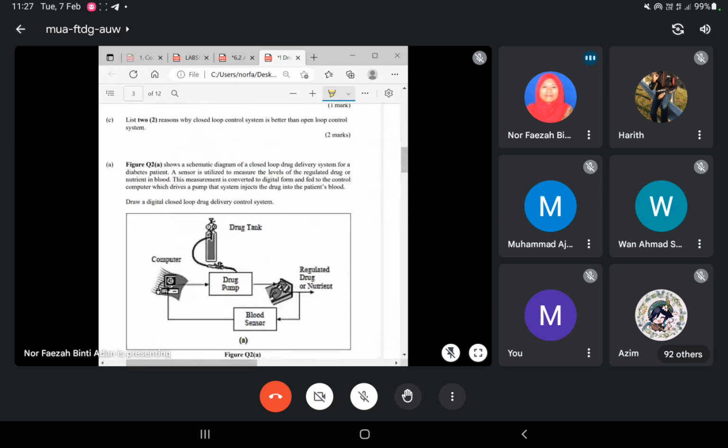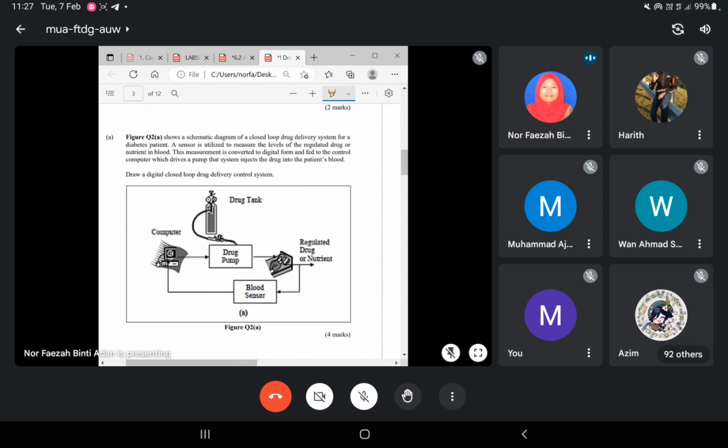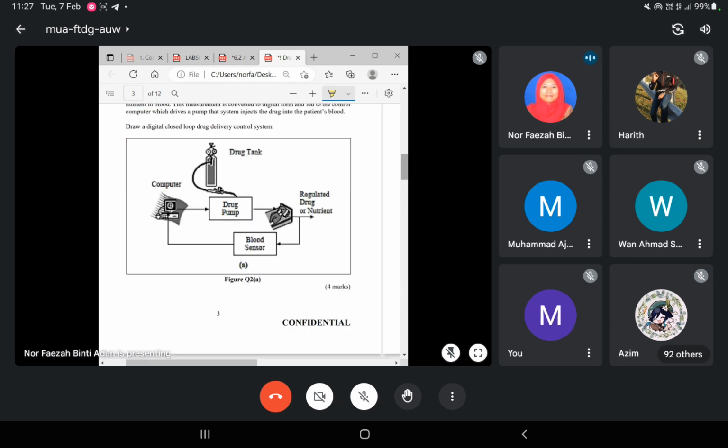Okay. So question number 2. This is also related to chapter 1. Figure question 2a shows a schematic diagram of a closed-loop drug delivery system for a diabetes patient. A sensor is utilized to measure the levels of the regulated drug or nutrient in blood. This measurement is converted to digital form and fed to the control computer, which drives a pump that injects the drug into the patient's blood. Draw a digital closed-loop drug delivery control system.